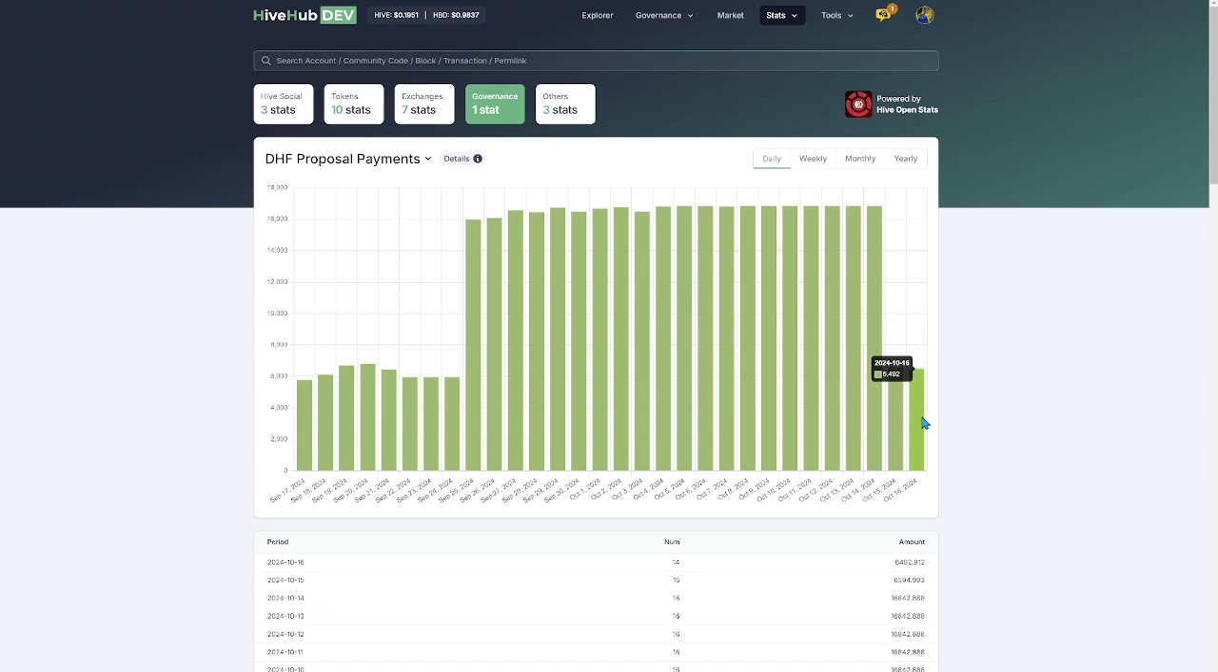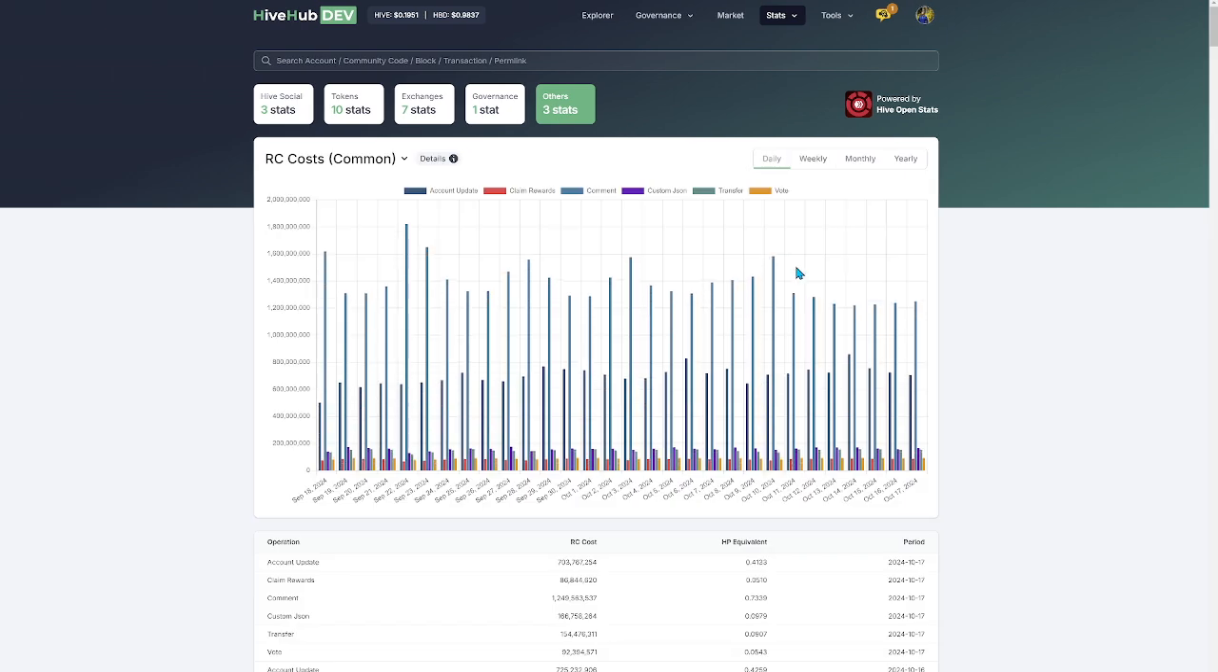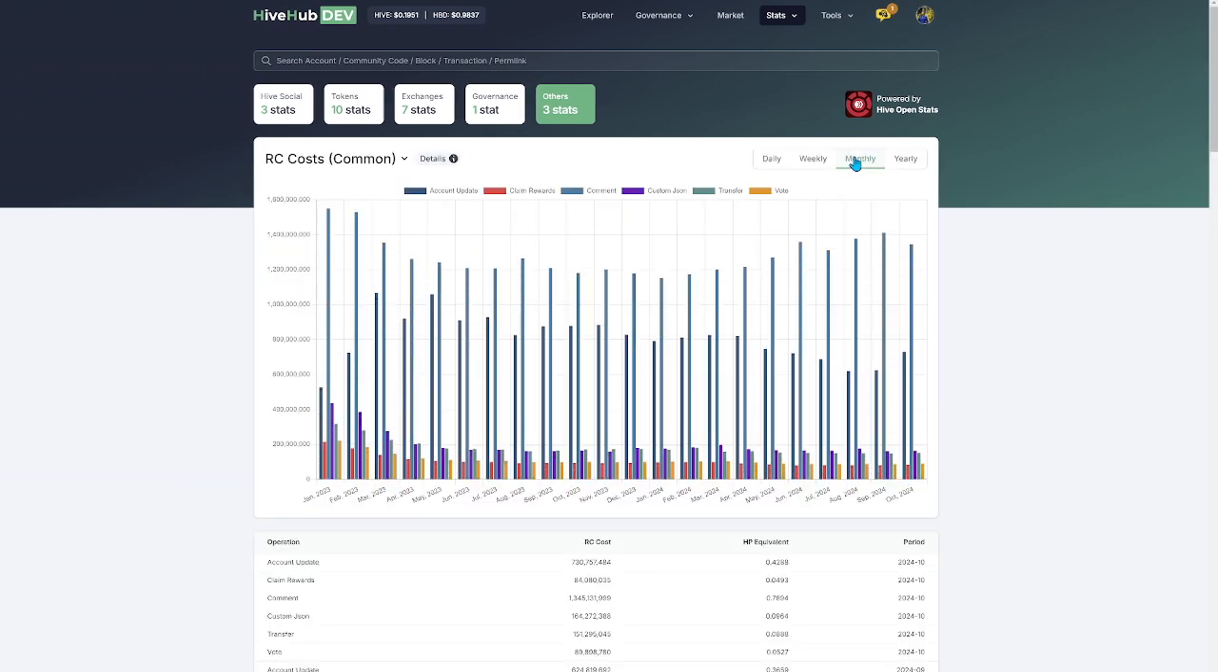Nowadays, it's about 6,000 on the daily. And then some other stats, power ups and power downs, RC costs. And let's see where they've gone over the course of months. The cost to vote, 99,000 RC, or that's 99 million RC. 89 million. It's gone down in the last well over a year. It's gone down from 221 million down to 89 million. So you can kind of see things like that.